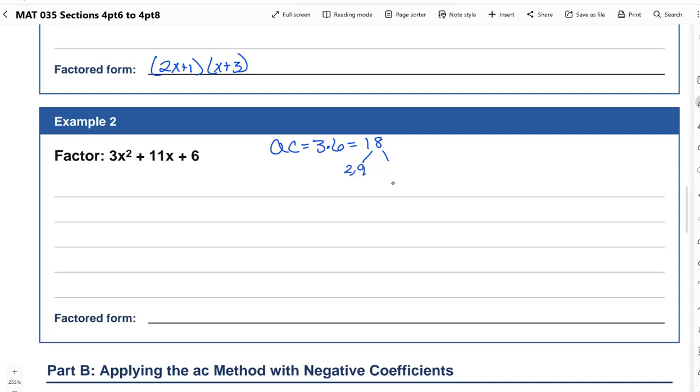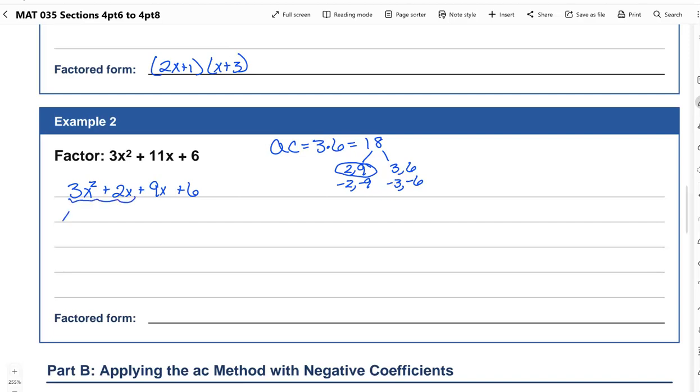So we have 2 and 9, -2, -9. We have 3 and 6, -3 and -6. We have 1 and 18. But we've already found that combination. We want the one that adds to 11. That's going to be 2 and 9. So we have 3x squared plus 2x plus 9x plus 6.